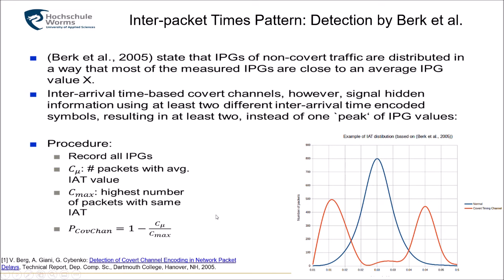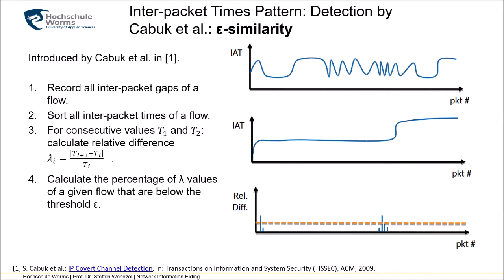I like this approach by Berk et al. very much because it's easy to understand and it's working nicely. Okay, another approach comes from Cabuk et al. and is called Epsilon-Similarity. It works also in an easy way, and it's pretty useful. We used it for our own research also a couple of times. I will discuss this aspect later.